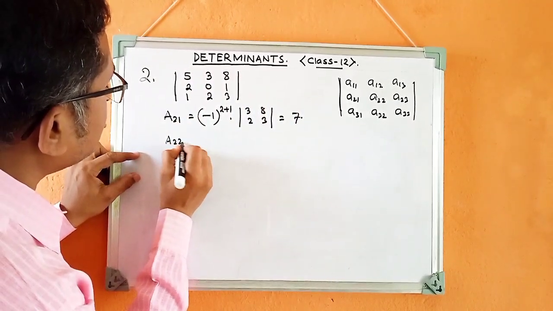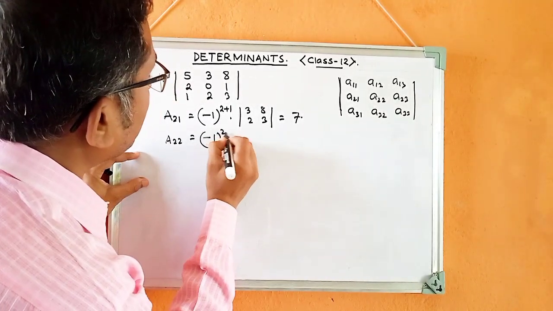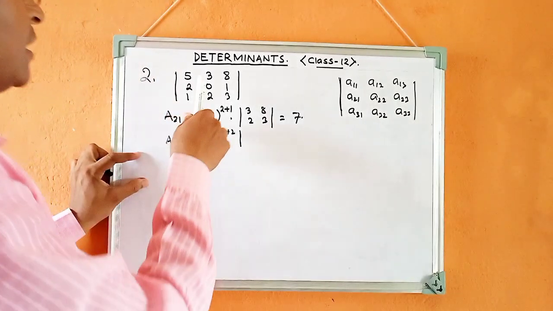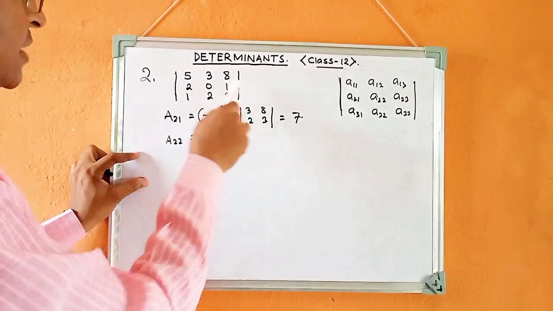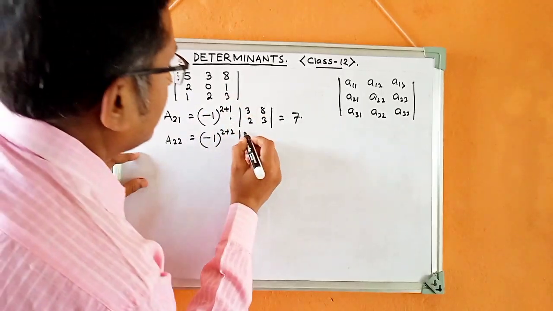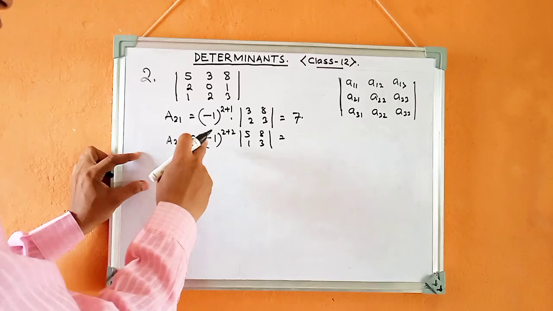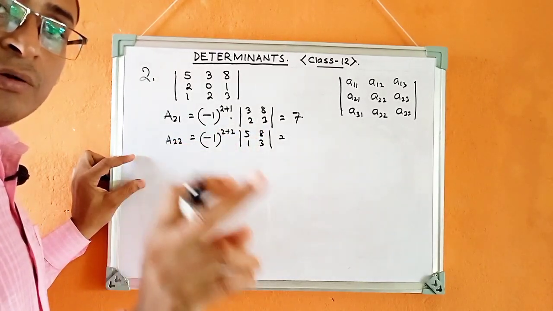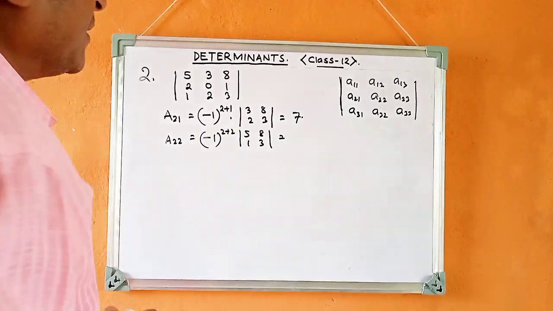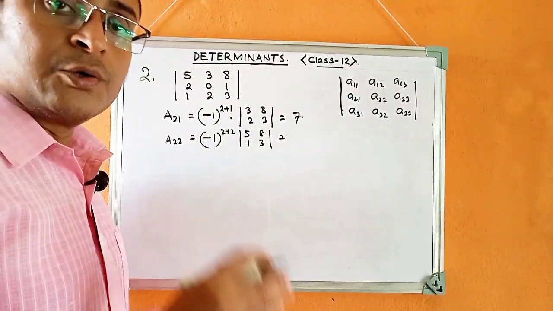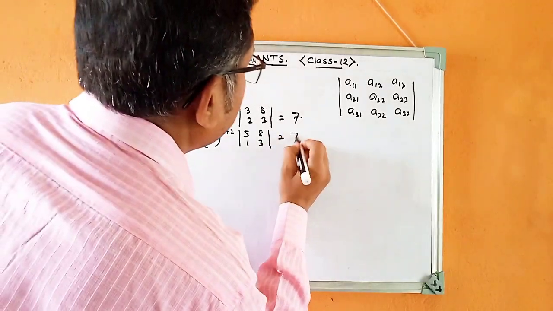Then capital A22, that means (-1) to the power 2 plus 2 into the determinant after eliminating the second row and second column, so we get 5 8 1 3. What is the answer? See carefully, (-1) to the power 4 is plus 1. Now 5 times 3 is 15, minus 8 times 1 is 8, so 15 minus 8 is 7. So only 7 here.